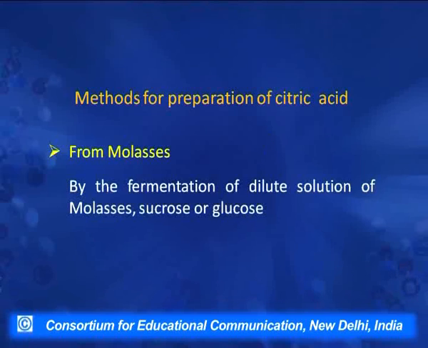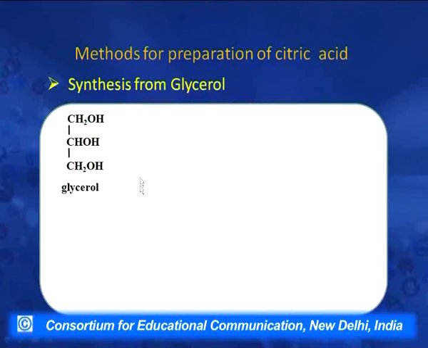After the crystallization of sugar, we get a dark viscous liquid that still contains a lot of sucrose in it, and is called molasses. So it is fermented and we get citric acid. It can be obtained from glycerol also. Glycerol, you know, is a byproduct of the soap industry.